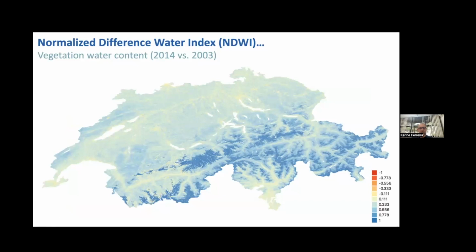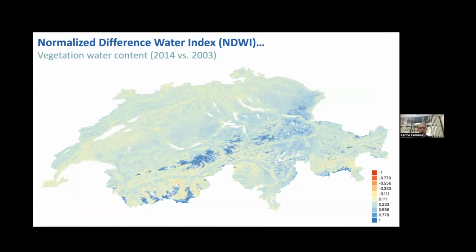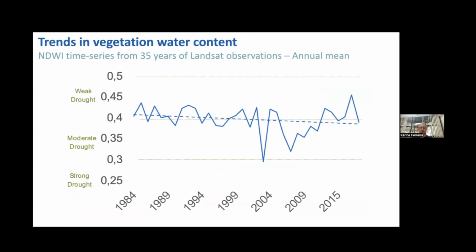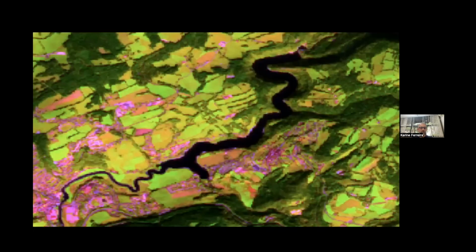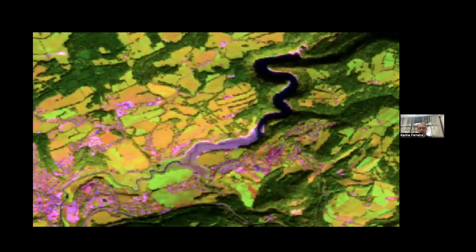You remember also this example on drought monitoring using the NDWI. So this is another example for environmental monitoring, and then you can look at the trend, the negative trend in that case, regarding the water availability for vegetation. And same for this small lake that is slowly disappearing.